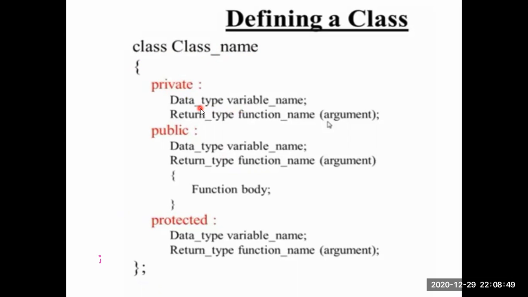Using return types as well as data types, the function will take parameters. That is exactly data type, variable name, return type, function name with arguments. Again, public: data type, variable name, return type, function name with arguments. For every function you will have a function body. Again, one more visibility mode, that is protected: data type, variable name, return type, function name, arguments.